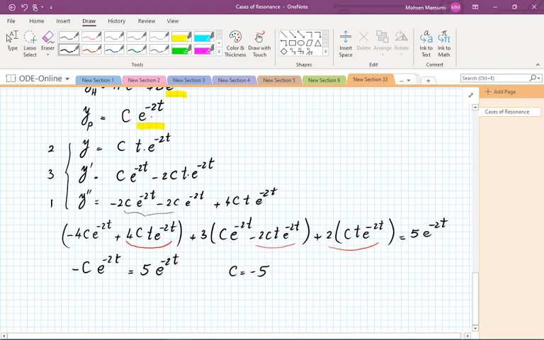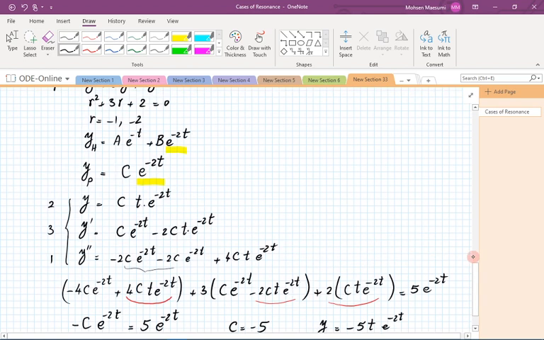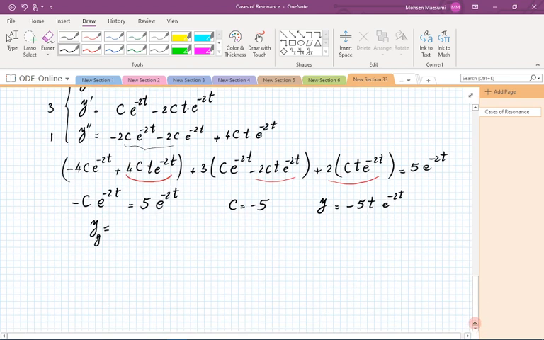So the function I have to start with, the modified particular solution, is going to be minus 5t exponential of minus 2t, and the general solution we are after is going to be what we started with, the homogeneous. So let me copy that. So that's going to be a exponential of minus t. Let me rewrite this.